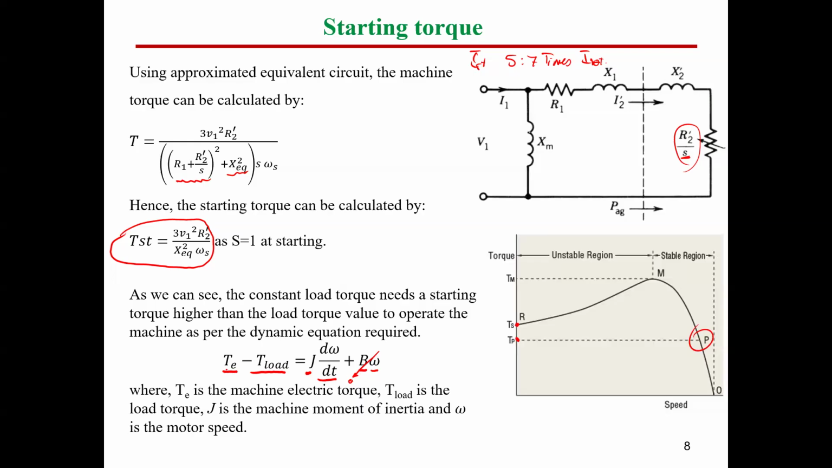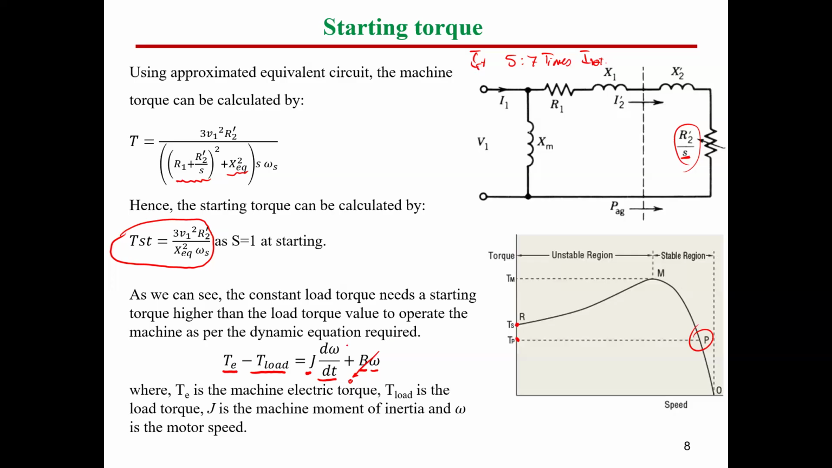So if T electric minus T load is a positive value, this means d omega by dt is going to be positive. And if d omega by dt is positive, this means the motor is going to be speeding up. And since the motor is still at zero speed, this means the motor is going to move. So d omega by dt positive means the rate of change of speed is positive, and this means if you are at zero speed, the speed is going to become positive, which means the motor is going to start.